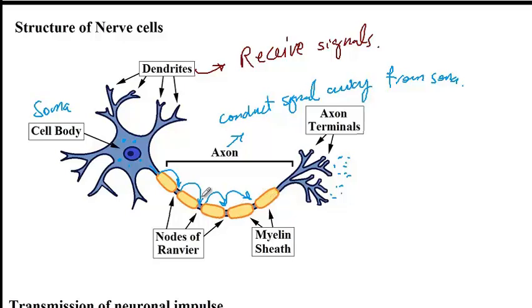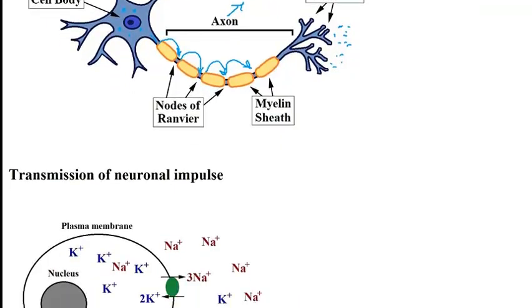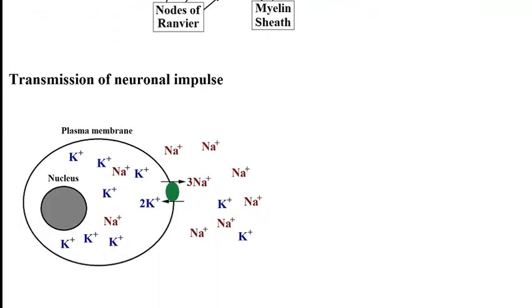So this is an example of a myelinated nerve. And there are also other nerves that are not myelinated, as a consequence of which transmission of signal in those nerves is slower compared to the myelinated nerves. So next, let's talk about how a nerve impulse will be transmitted.